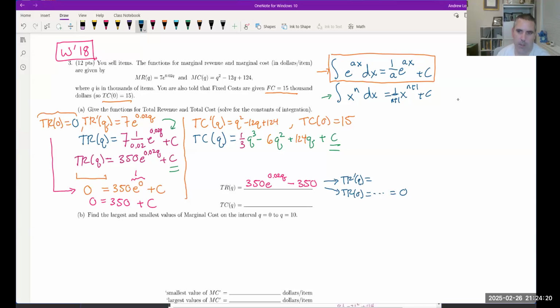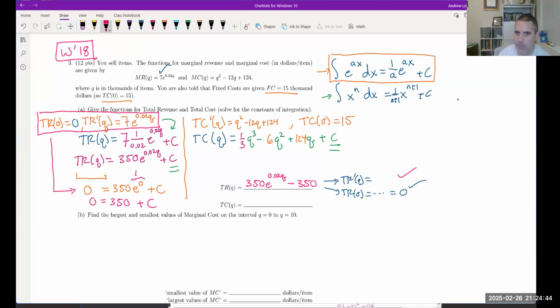And both those things will work out because 0.02 times 350, I bet is going to be 7. So that'll check out. And when you plug in 0, you're going to get 350 minus 350, which is 0. So that's really what we're after, is find a function that has these two properties. And we've done it.